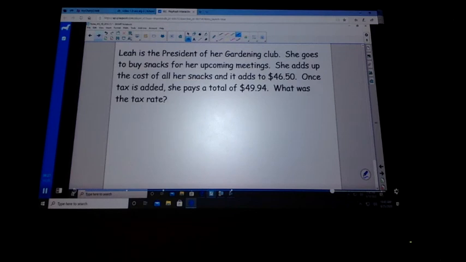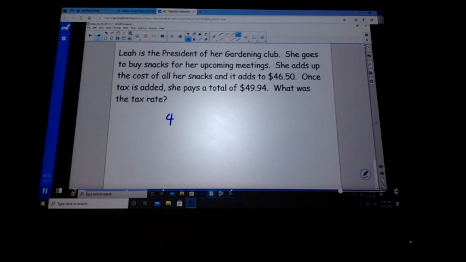And then it says, Leah is the president of our gardening club. She goes to buy snacks for her upcoming meetings. She adds the cost of all her snacks, which is $46.50. Once taxes added, she pays $49.94. What was the tax rate?